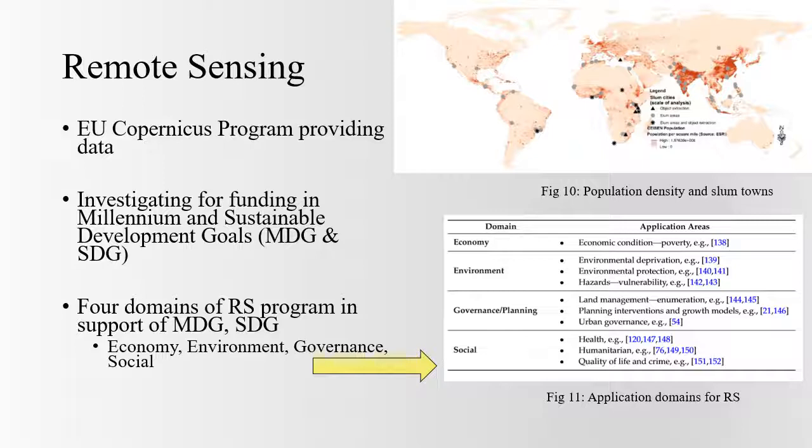And real briefly, the Copernicus program is providing most of the satellite data for these social science studies. And looking at those MDGs and SDGs, if anybody's familiar, those are the Millennium Development Goals and the Sustainable Development Goals. They really attack things like health, poverty, women's issues, children's problems, mortality rates, and stuff like that. You see those 4 other domains: economy, environment, governance, and social.